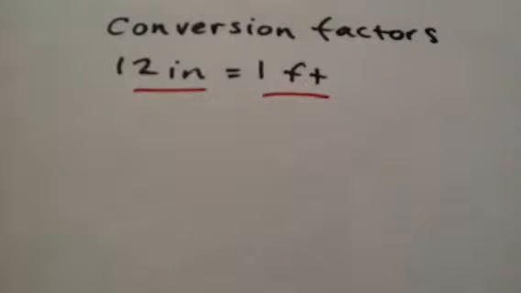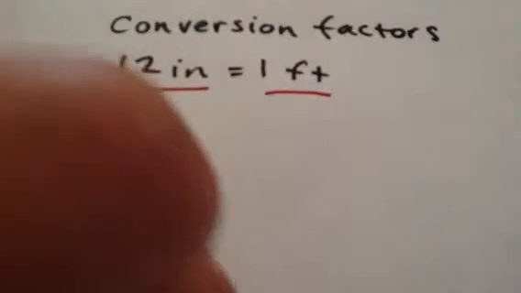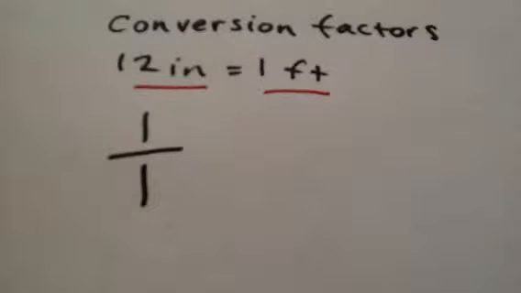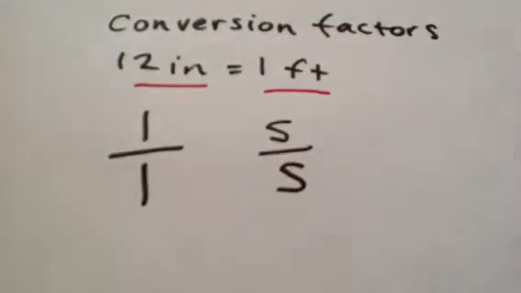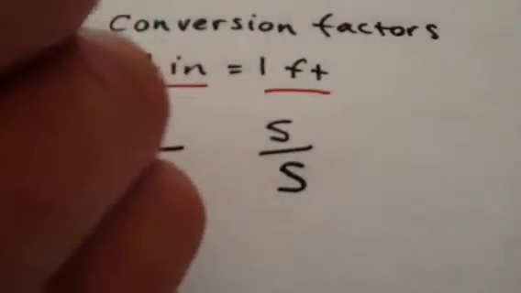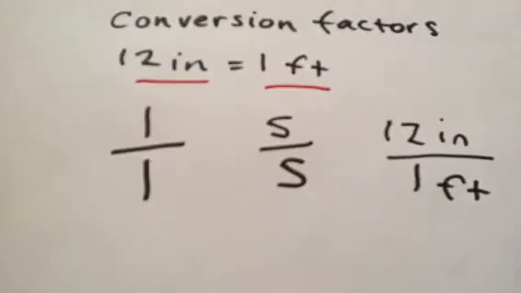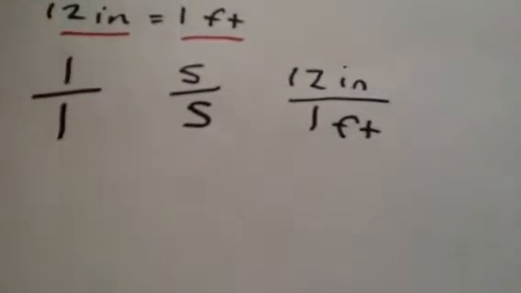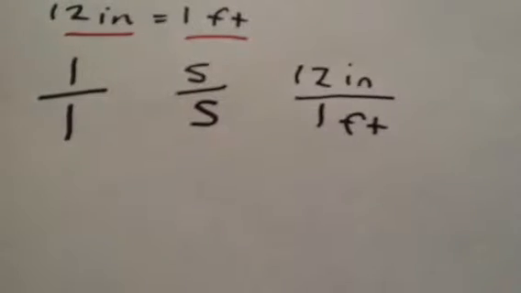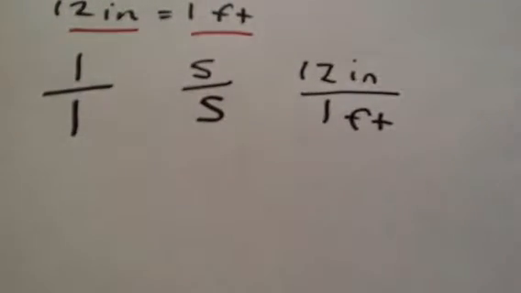You probably remember from math that you can always multiply something by 1 and you'll get the same answer. So 1 over 1 equals 1. 5 over 5 also equals 1. Well, because 12 inches equals 1 foot, we can also say that 12 inches divided by 1 foot will also equal 1. So we can multiply any number by 12 inches over 1 foot, and it'll give us the same number, but this time in a different unit.